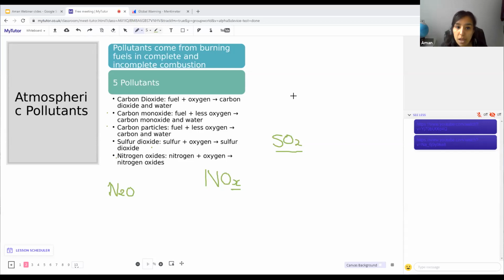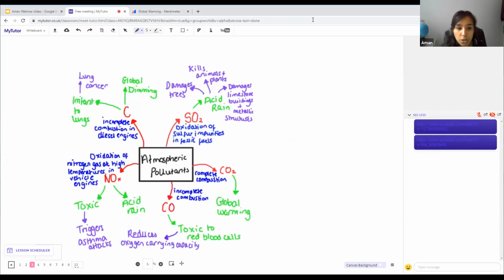Are there any questions about those 5 pollutants? So carbon dioxide, carbon monoxide, carbon particles, sulfur dioxide, and the nitrogen oxides. Again, very different from the greenhouse gases, but we still need to know about them as pollutants. Okay, so no one's asking any questions about that. So let's go on to this slide.